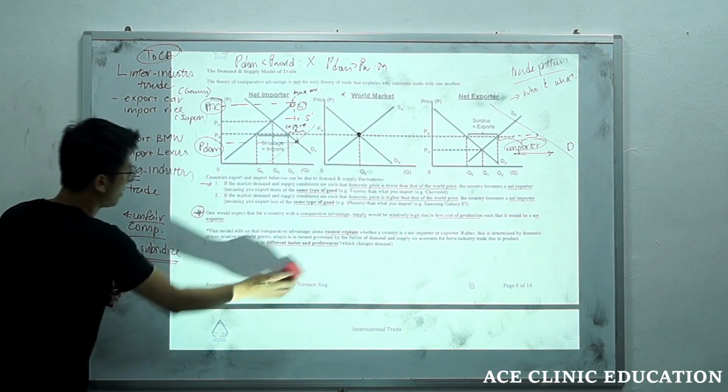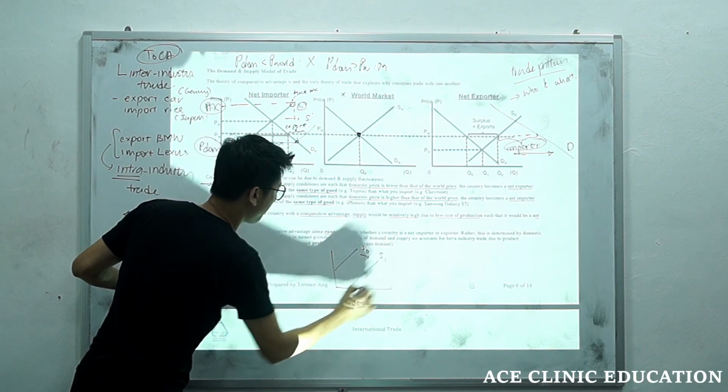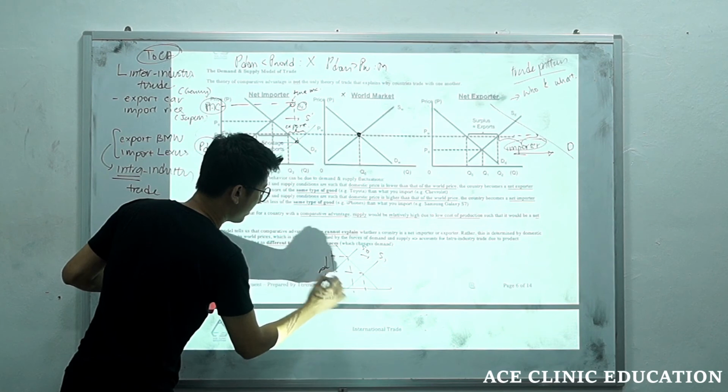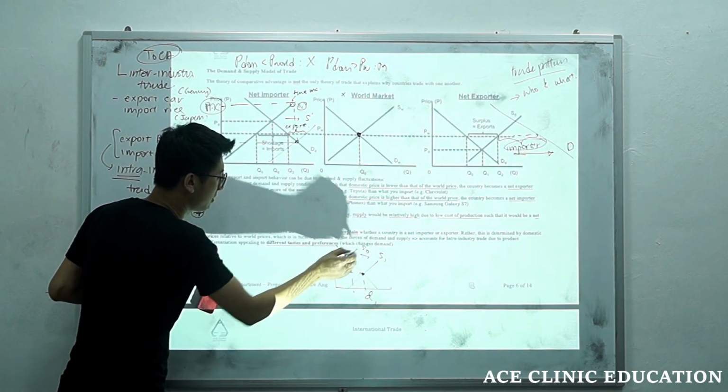Okay, I draw another one here for you so it's a bit clearer. When I subsidize, although my new price is here at Q1, this is not my marginal cost. My true marginal cost is here.